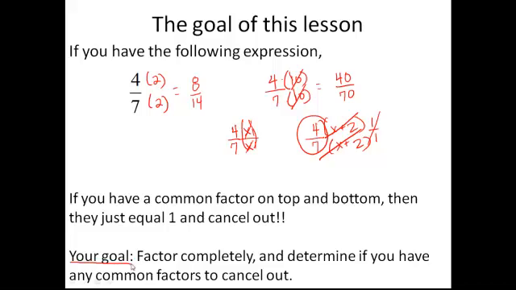Your goal of this lesson is to factor the numerator and the denominator of these rational functions completely and then determine if you have any common factors to cancel out. This is your hope. Can I cancel some common factors out? I want to cancel things out. We just went over factoring completely, and this is our goal, to factor it completely and then identify any common factors on top and bottom and cancel them out.